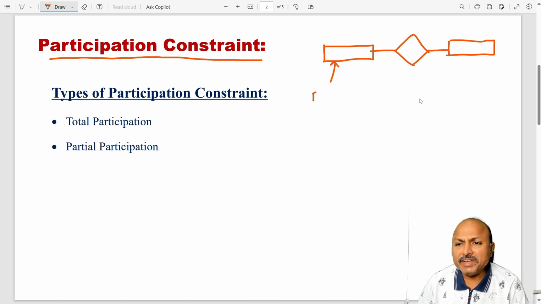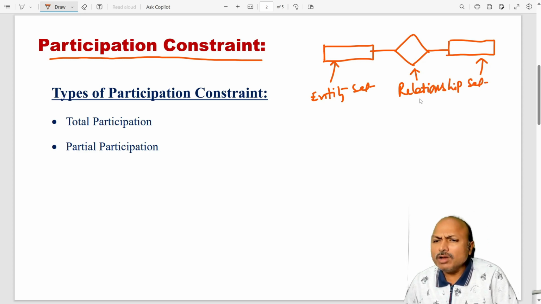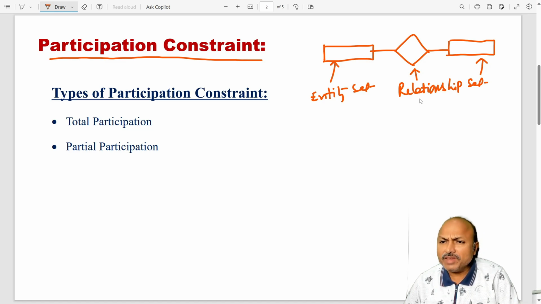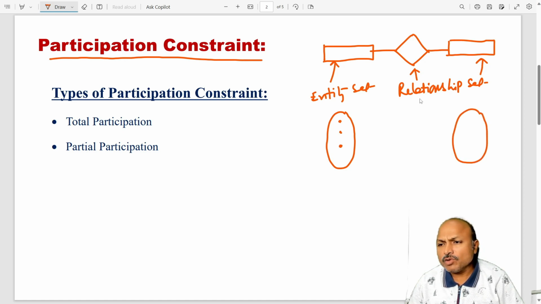This is called a one entity set. This is another entity set. This diamond is meant for a relationship set. Generally we used to call entity and entity set the same, but entity set means it has a set of entities. Earlier we understood the diagram of entity set. It has some entities, another entity set also has some entities. These are connected via some relationship set.